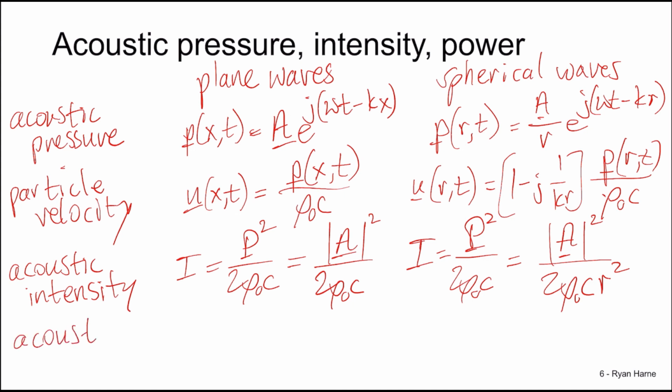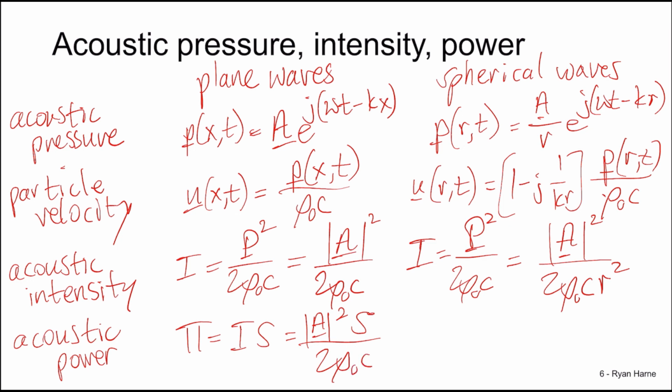Let's finally write the expressions for acoustic power. The acoustic power is the product of acoustic intensity and the area. And in this case, if the area is S of the cross-section of a duct, what we have is the complex amplitude A squared times S divided by 2 rho naught c. For spherical waves, we have, after simplification, 2 pi complex amplitude A squared divided by rho naught c. For plane waves and spherical waves, the acoustic power is independent of evaluation location. In other words, it's independent of where we place microphones to measure acoustic pressure.